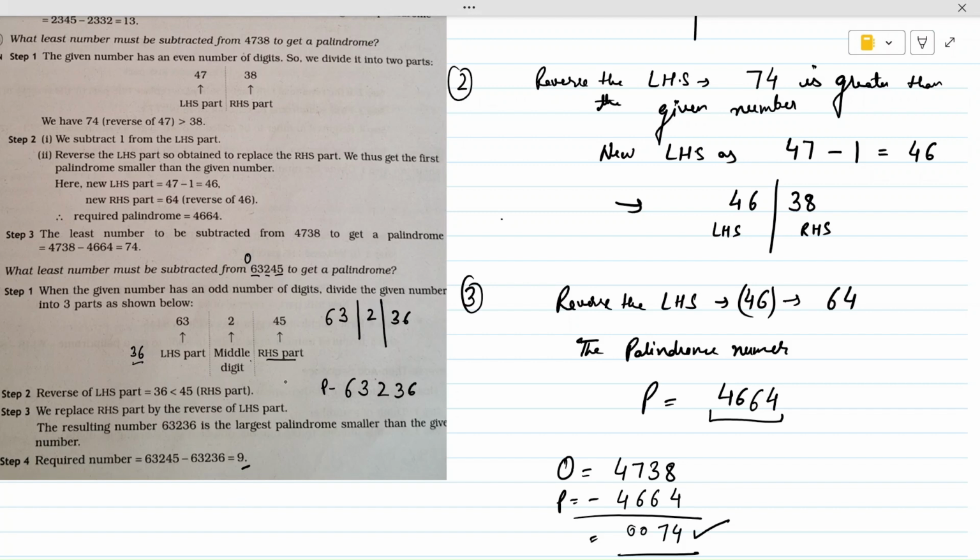Okay, so kids, I hope you have understood here. Since we have an odd number of digits in the given number, we have split the given number into 3 parts, and the rest of the things are the same, because on reversing the digits we have got a number which is less than the right hand side. Okay, so if the number is less, we can directly use it. So we have got this palindrome number here. We have replaced the RHS part with the reverse of LHS, right? Next, let's pick the next question, kids.